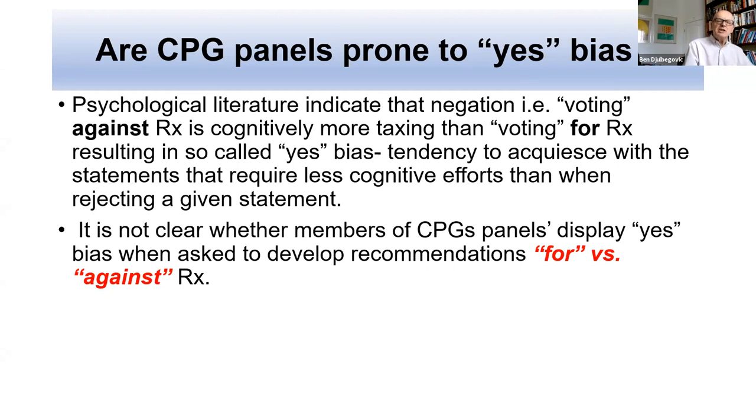And one explanation is that the panel, like an individual, can be prone to so-called yes bias. It's been known in individuals, never really shown in the setting of group decision-making, by the way. This would be the first time. It's been shown that individuals actually have more of a problem voting against than for an intervention due to so-called yes bias. That's defined as a tendency to acquiesce with a statement, which requires less cognitive effort than rejecting a given statement.